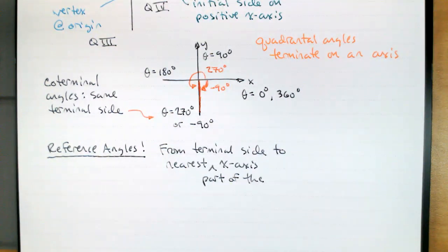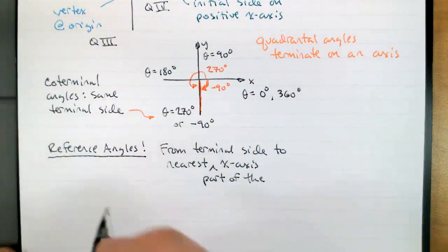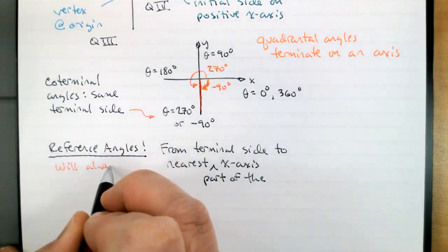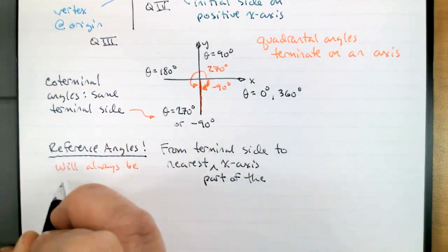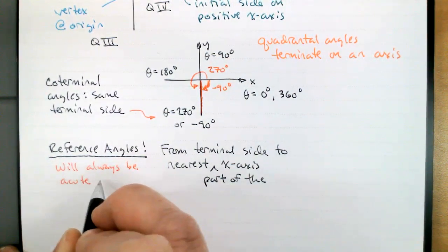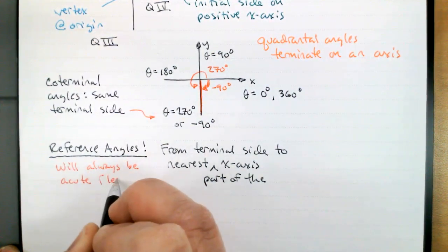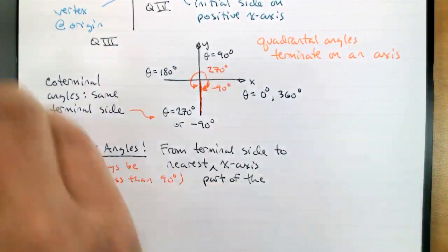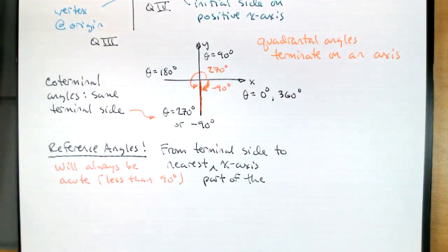So when we talk about reference angles, they will always be acute angles. They'll always be less than 90 degrees. So reference angles will always be acute angles, that is less than 90 degrees.